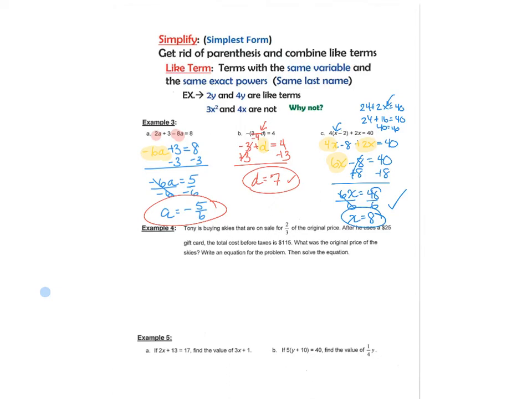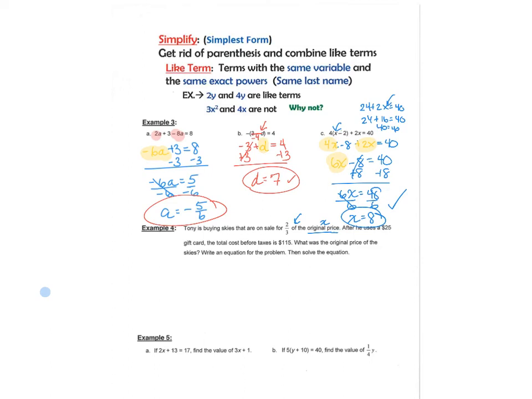Okay, example 4. Tony is buying skis that are on sale for 2/3 of the original price. I already see a keyword here, of the original price. After he uses a $25 gift card, the total cost before taxes is $115. What was the original price of the skis? Write an equation for the problem and then solve that equation. So my variable is going to be the original price. I'm going to call this my x. So I'm defining my variable first.